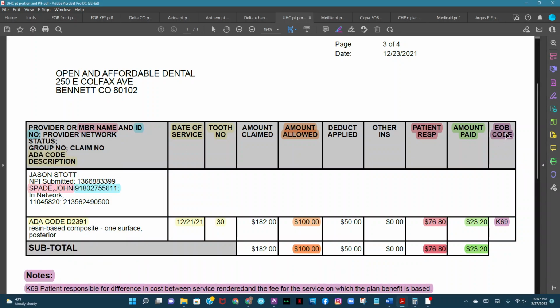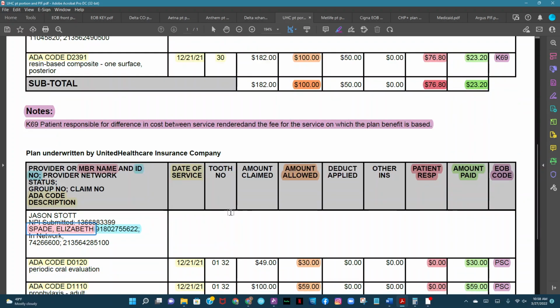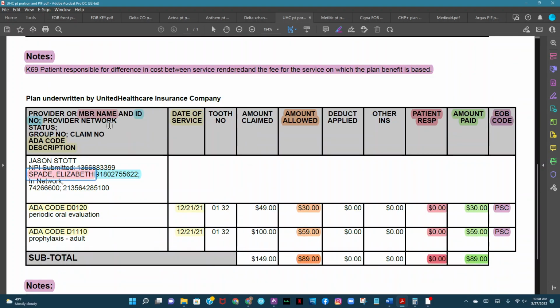Looks like it says EOB code. That's the same thing as a remark code. So K69 notes down here, patient responsible for difference in cost between service rendered and the fee for the service on which the plan benefit is based. So it's just saying that patient is responsible for the $76.80. Okay, on to the next claim.